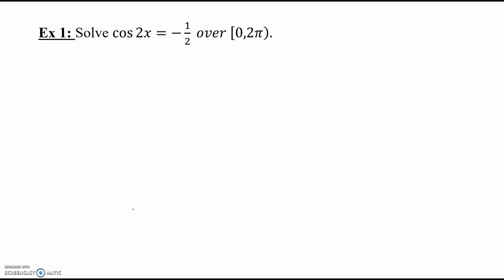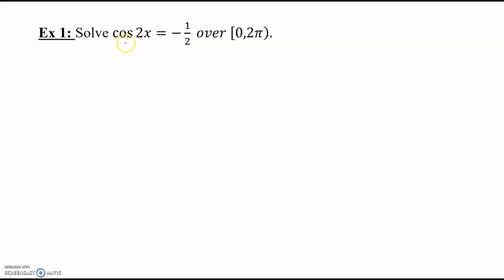This first example, we want to solve cosine of 2x equal to negative 1/2 over the interval from 0 to 2 pi. And this is what I mean by having multiple angles. Before, every equation that we solved in the last video had only an x within the argument. Well, this time we're going to have more than just an x. We'll have a 2x, a 3x, or 4x. And we're going to look at how to solve these types of problems, okay?